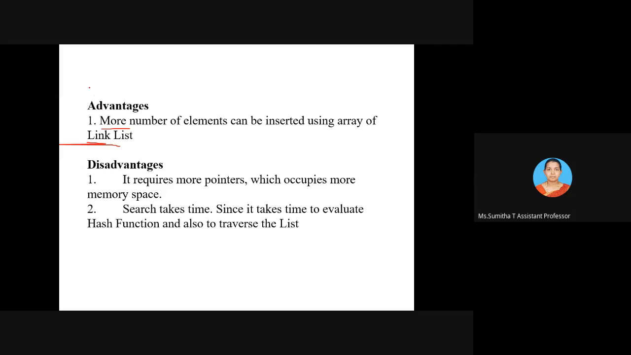This is for advantage and disadvantage of separate chaining. Okay. And disadvantage, it requires more pointers, which occupies more memory space. Search takes time. Since it takes time to evaluate the hash function, this is one taking some time, and also traveling the list also takes some time. So it takes more time to search an element. This is the disadvantage and advantage of separate chaining.